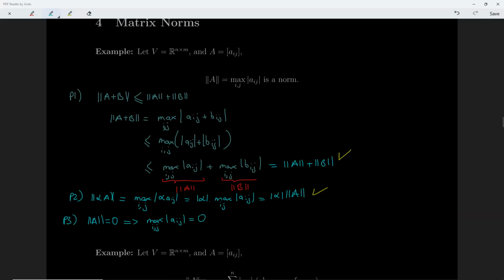Okay. And if the maximum value of the absolute value of things is equal to 0, so these are all non-negative numbers, and the maximum value of those non-negative numbers is equal to 0, which means that those numbers are equal to 0. So I can say that Aij's are equal to 0 for all ij, and that means the A matrix is equal to 0.